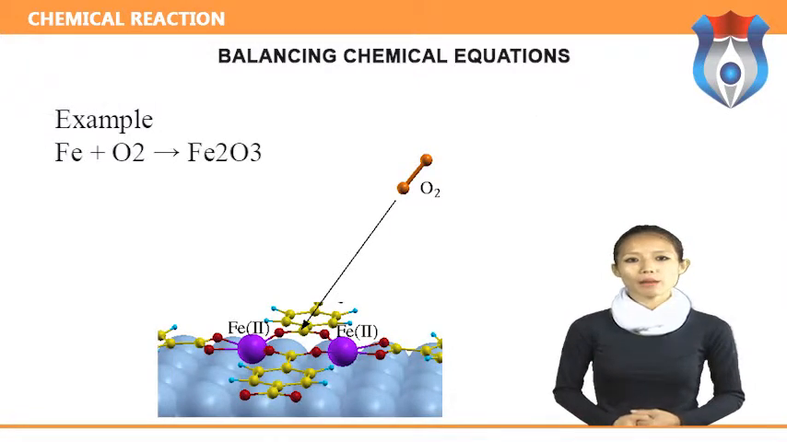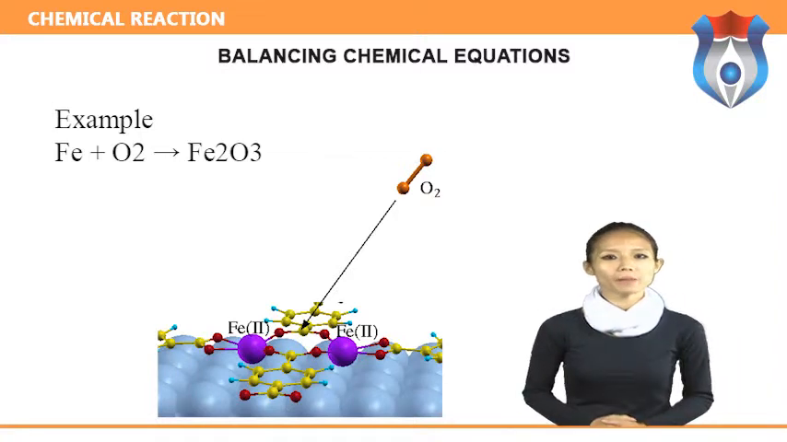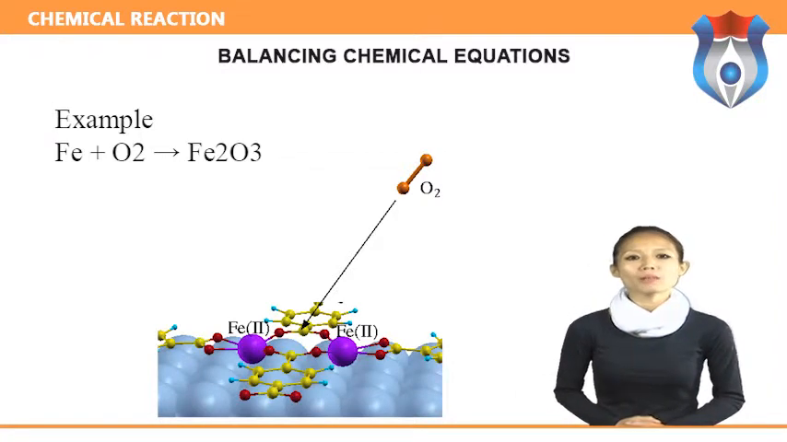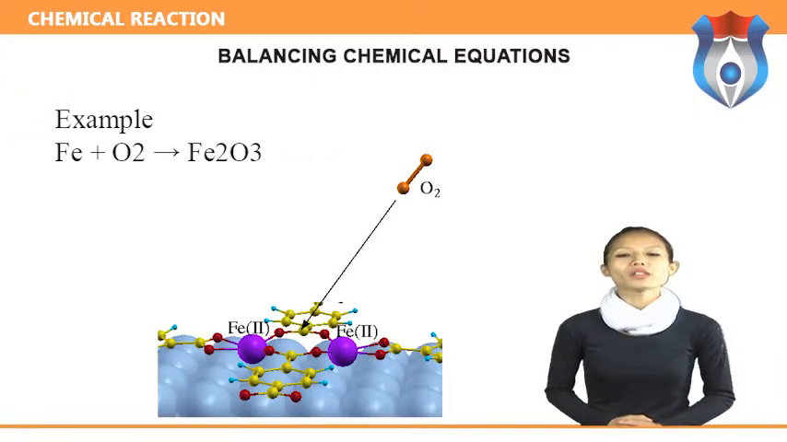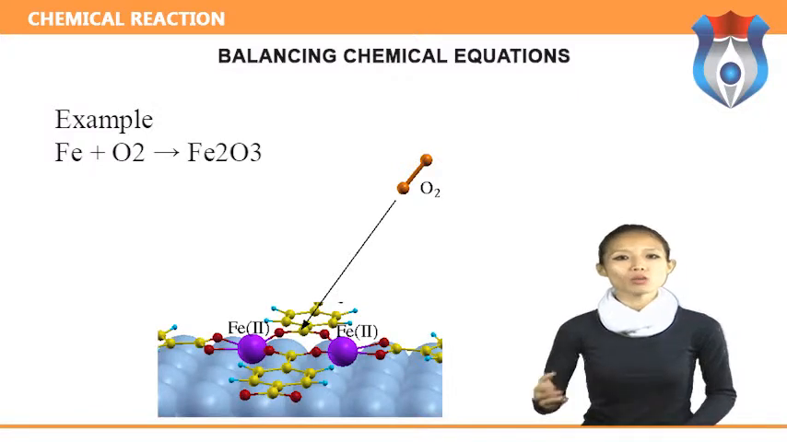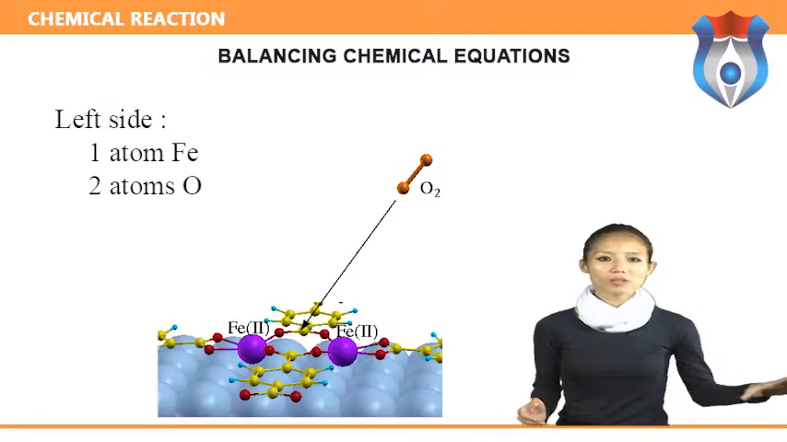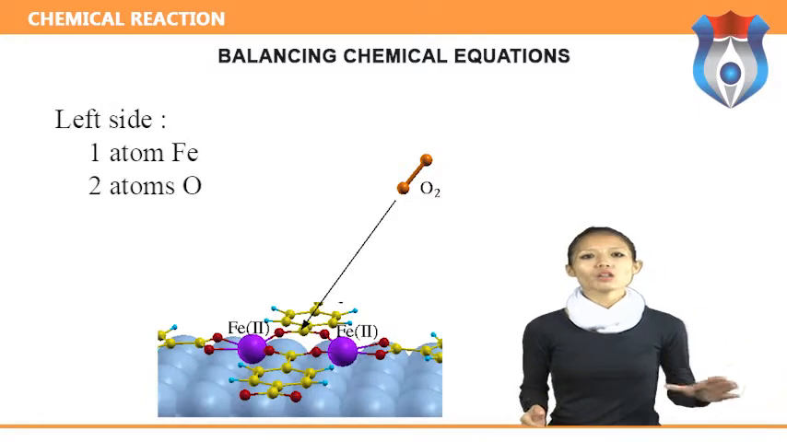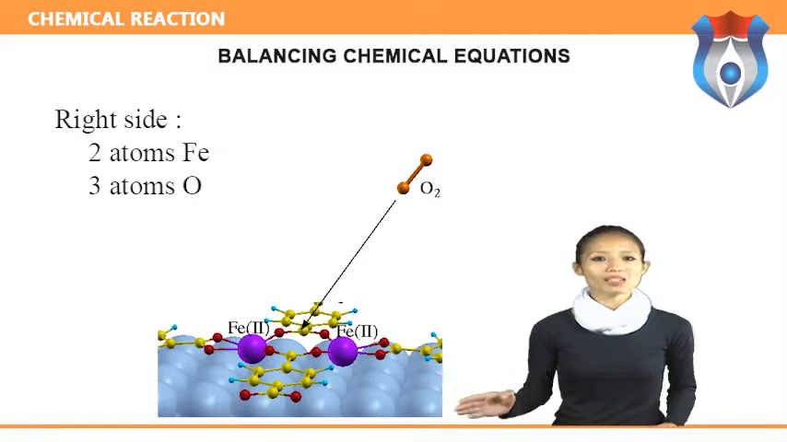Let us see an example. Fe plus O2 gives Fe2O3. If the number of atoms of each element in the equation above is counted, it is observed that there is one atom of Fe and two atoms of O on the left side, and two atoms of Fe and three atoms of O on the right. Left side: one atom Fe, two atoms O. Right side: two atoms Fe, three atoms O.